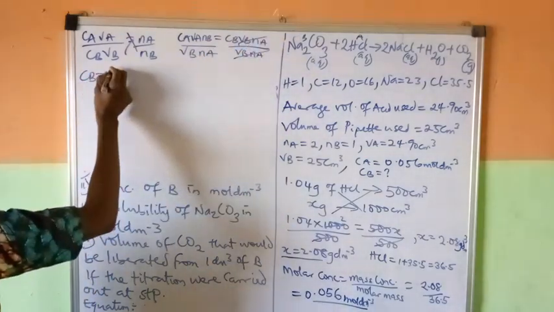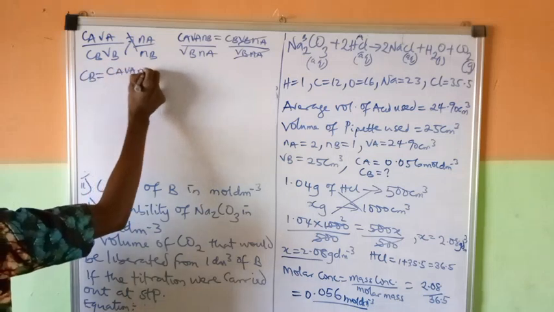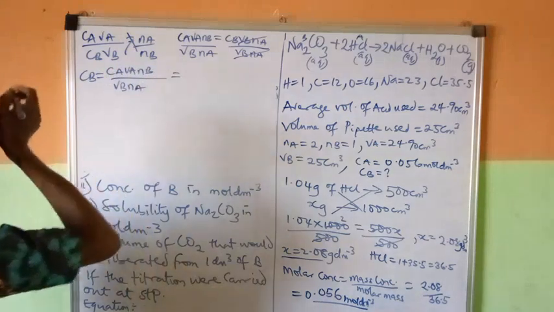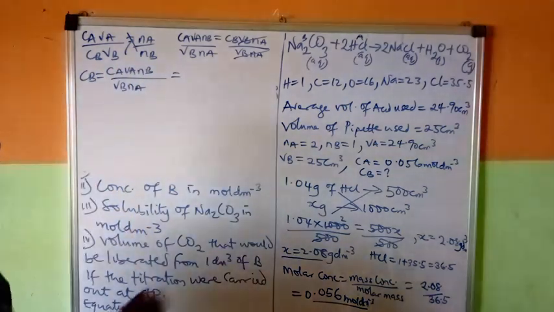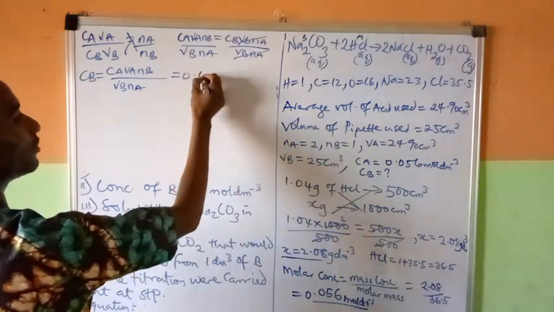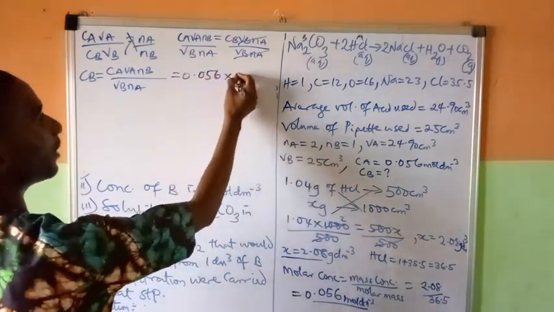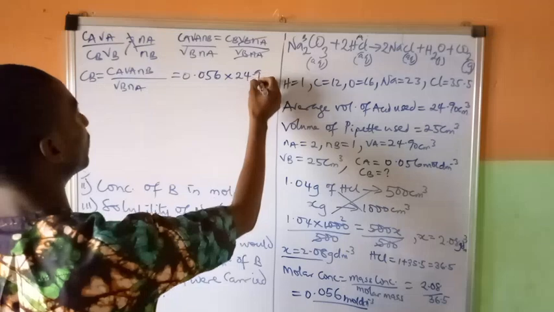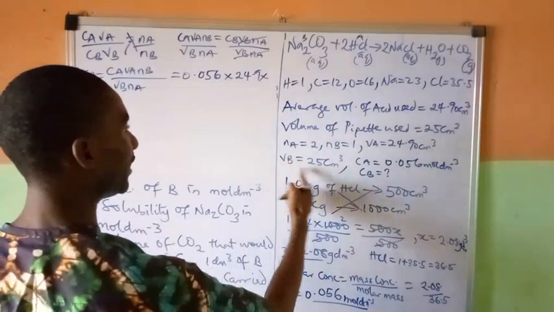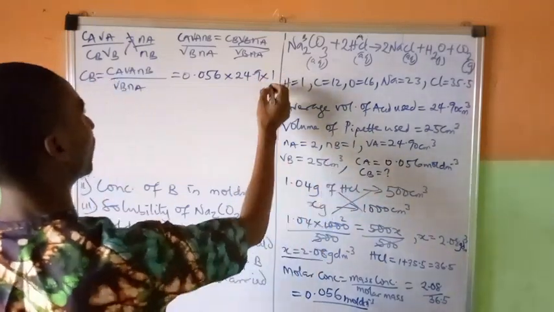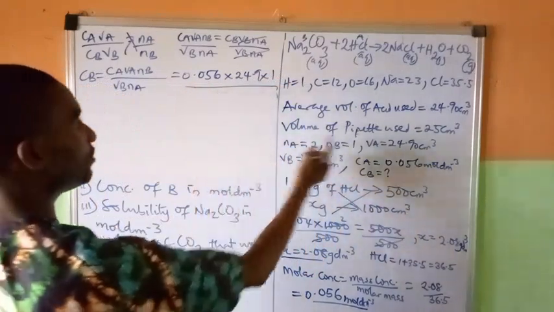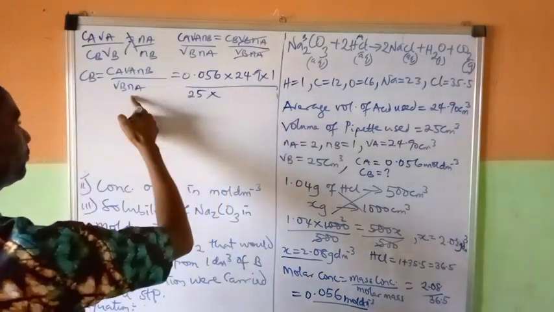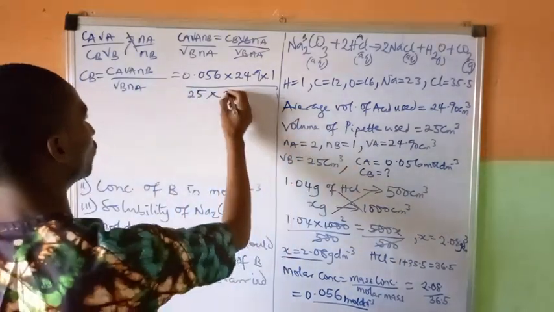So the CB will be what? CAVANB over VB. And what is our CA? Our CA is 0.056, multiplied by the volume of acid, which is your average titer value, 24.9, multiplied by what is our NB? Our NB is 1, all over what is our VB? The volume of pipette, that is the base, 25, times our NA, which is 2.